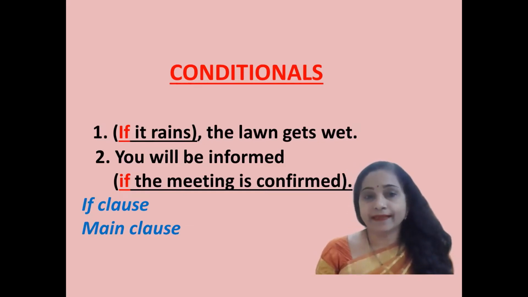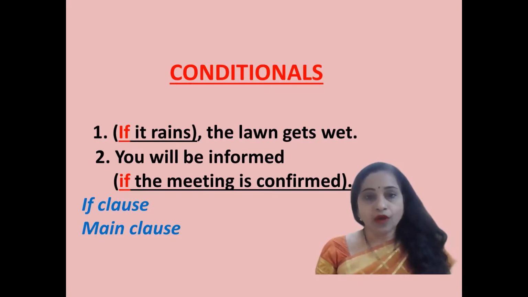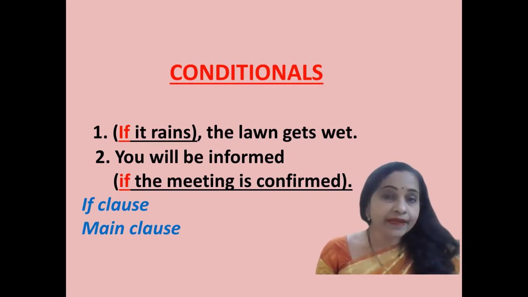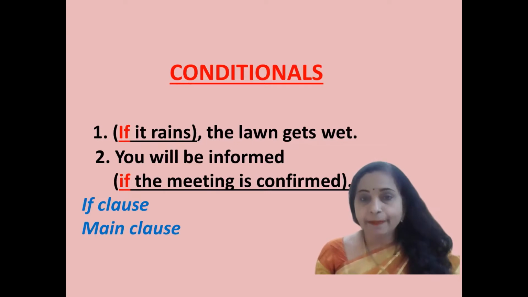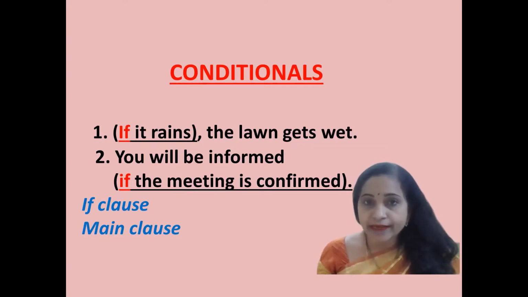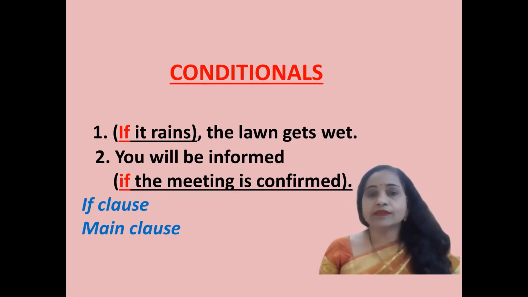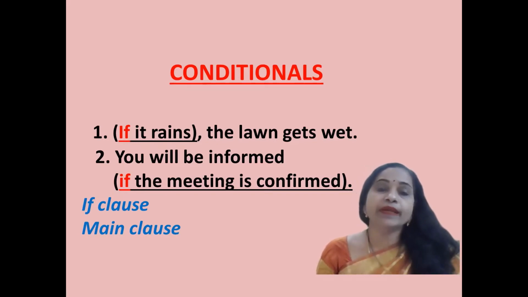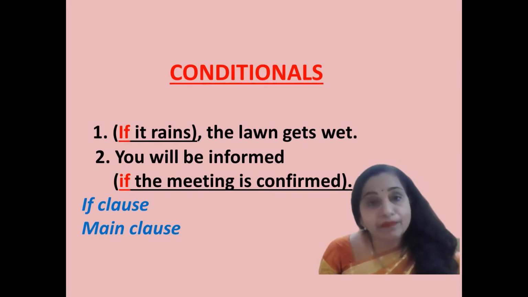So if you take the sentence, if it rains is one part and it is called a clause. The lawn gets wet is another part which is called a clause. So the clause which is attached to the conditional if, that means it is an if clause. And the clause which is not attached to if, that is called the main clause. And main clauses are always independent, they do not depend upon any other clauses for the completion of the meaning.